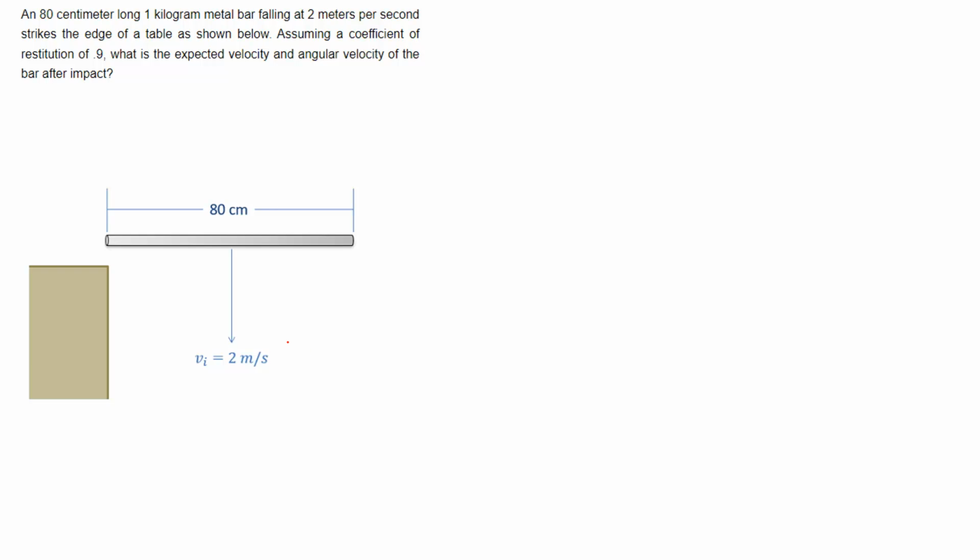So for this, we're going to have a couple points that we need to define up front. First of all, we're going to label this center point C. And this point over on the edge, A, is where it's going to strike the table. The distance between these two is going to be 40 centimeters, or 0.4 meters.